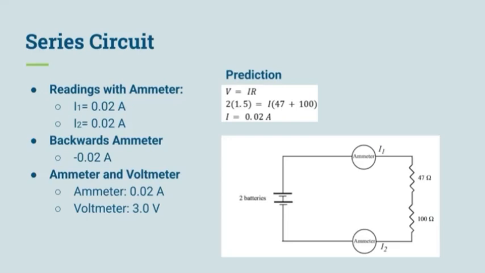For the first part of the lab, the series circuit started out with the batteries, resistors, and 2 ammeters. Both ammeters read 0.02 amps, which was consistent with a prediction calculation using Ohm's law. When one ammeter was connected backwards, the reading changed to negative 0.02 amps. When one ammeter was then replaced by a voltmeter, the ammeter reading did not change, while the voltmeter read 3 volts, which is the total voltage of the circuit.